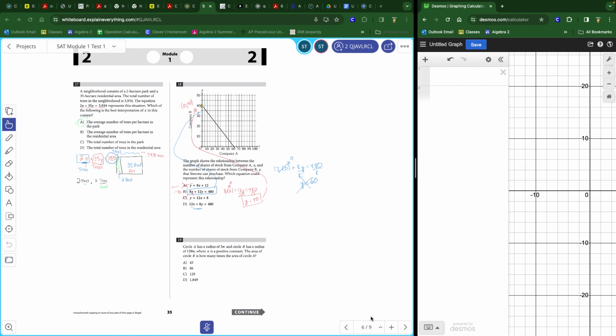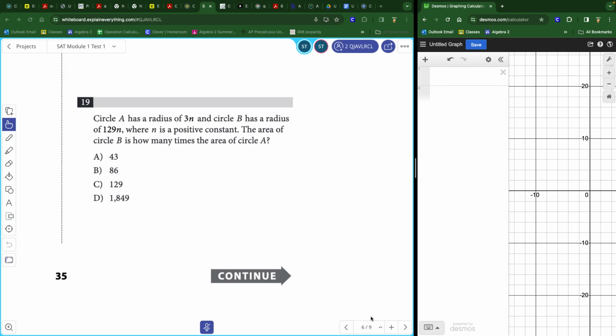Let's see here. Number 19, here we go. Circle A has a radius of 3n. So we have radius equals 3n for a circle. So if I was drawing a circle, we usually put them right at the center of the xy axis. And there's a circle. And then this would be its radius, in this case, 3n. And circle B has a radius of 129n. Okay, so that's a much bigger circle.